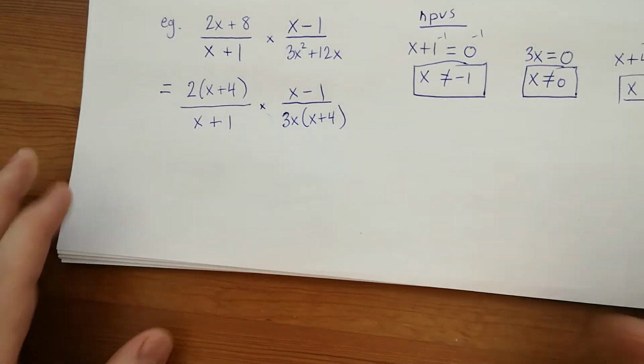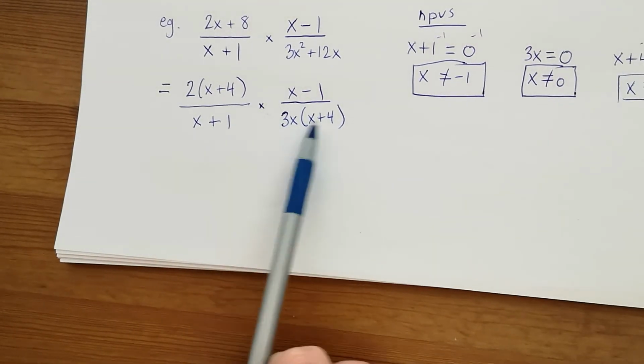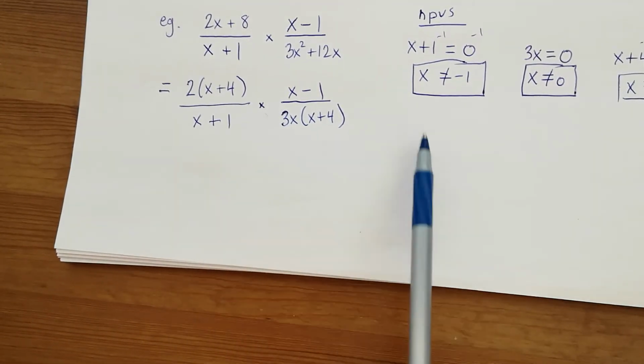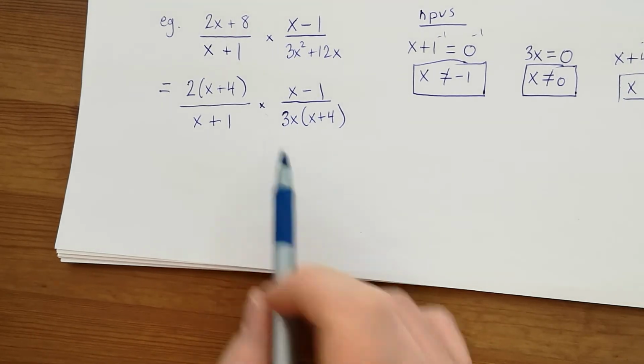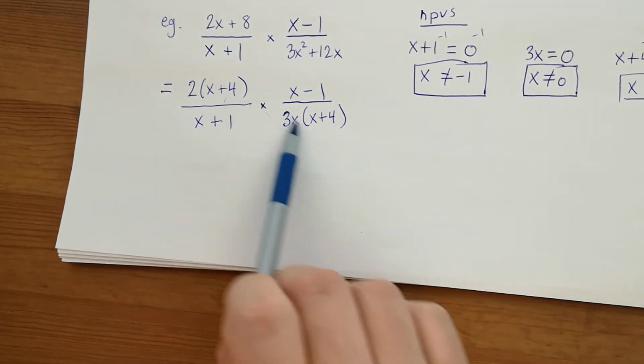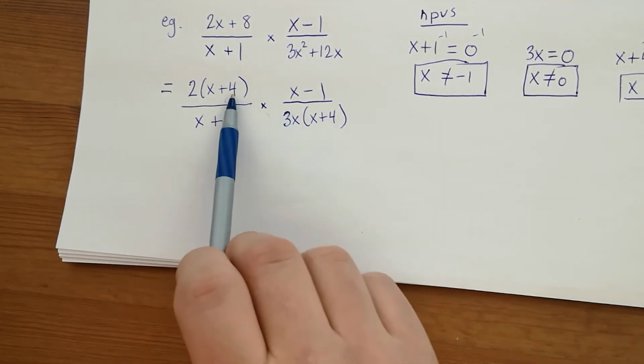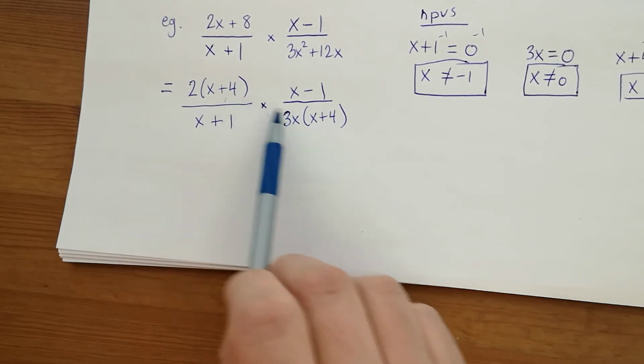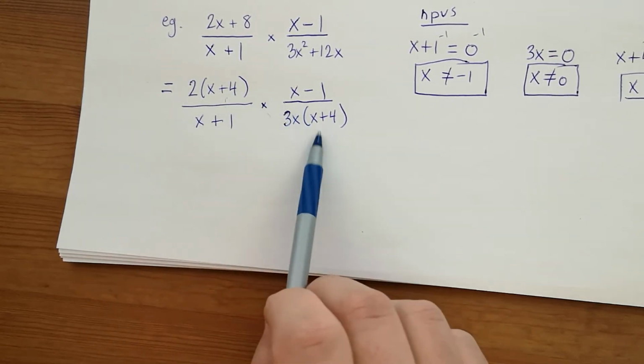Let me move this up for us. We're not done simplifying though. The next step was to cancel anything you can. Some people like to bring everything together and then cancel. But if you notice, I got an x plus 4 here, an x plus 4 in brackets here. Those are identical terms. We're going to be able to cross those off. Okay?